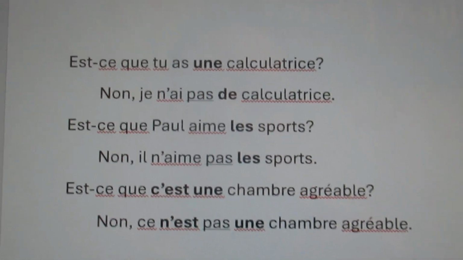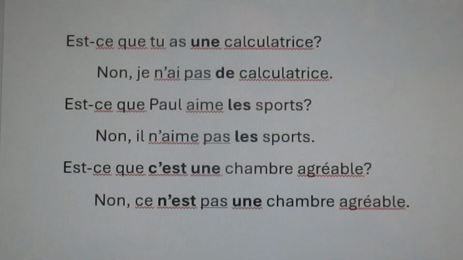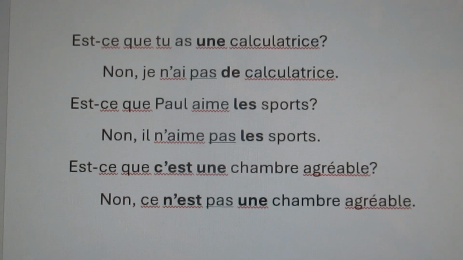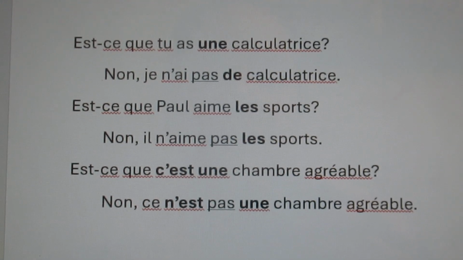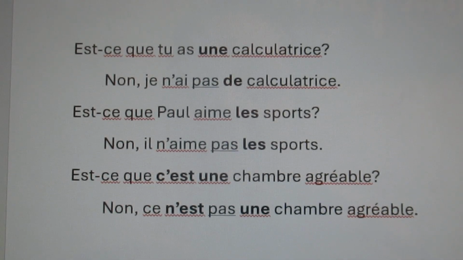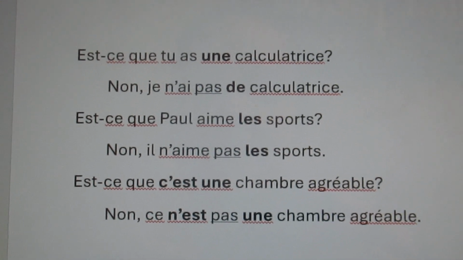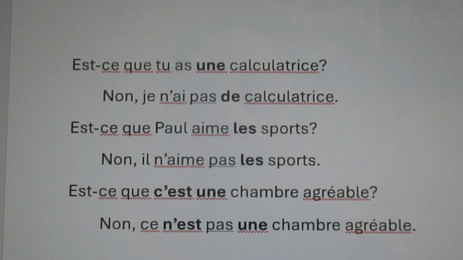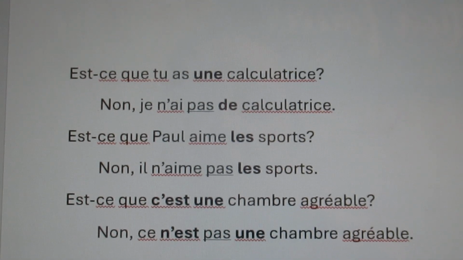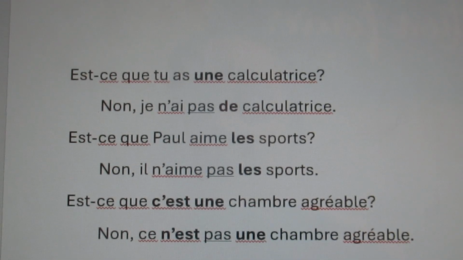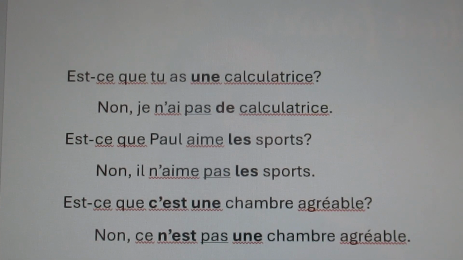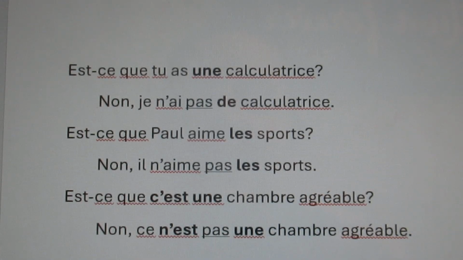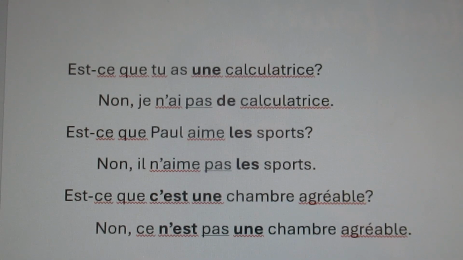I'll move my camera here so you can see. Est-ce que c'est une chambre agréable? Non, ce n'est pas une chambre agréable. So you can see here again, we're using a form of être. We're using c'est. So in our question we have c'est une chambre. And then our negative, we're just going to make the est negative. So ce n'est pas. And then we leave our une chambre.